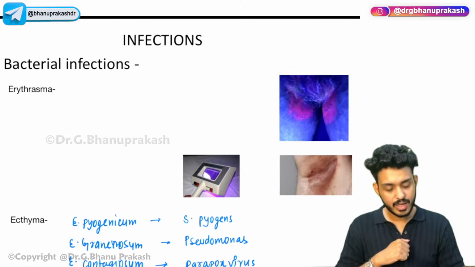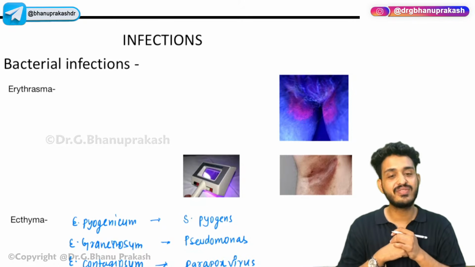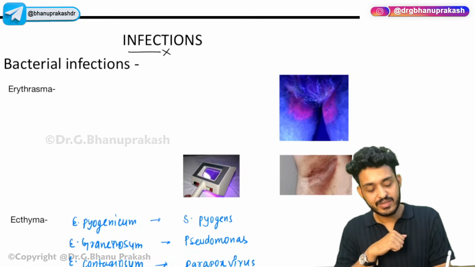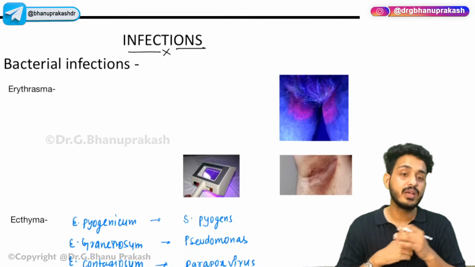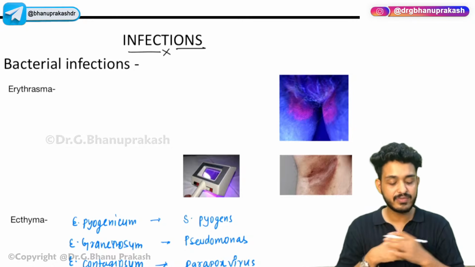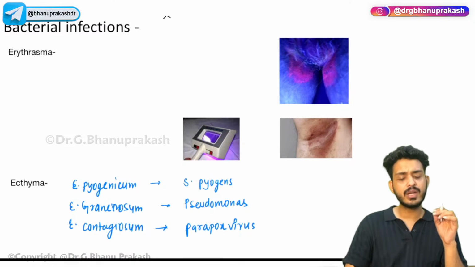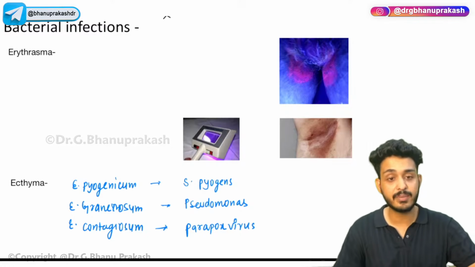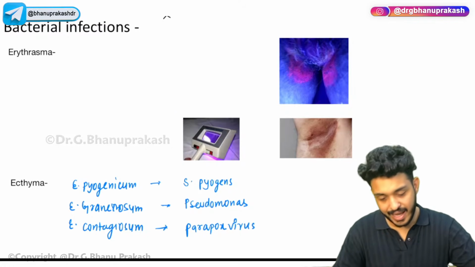Okay, now we will be discussing the different types of infection. Okay, what are the different kinds of infections that we are having? Let's start one by one. First one is your bacterial infection. These are important points that have been asked in your examination. First of all, try to answer: what is the causative agent for erythrasma?